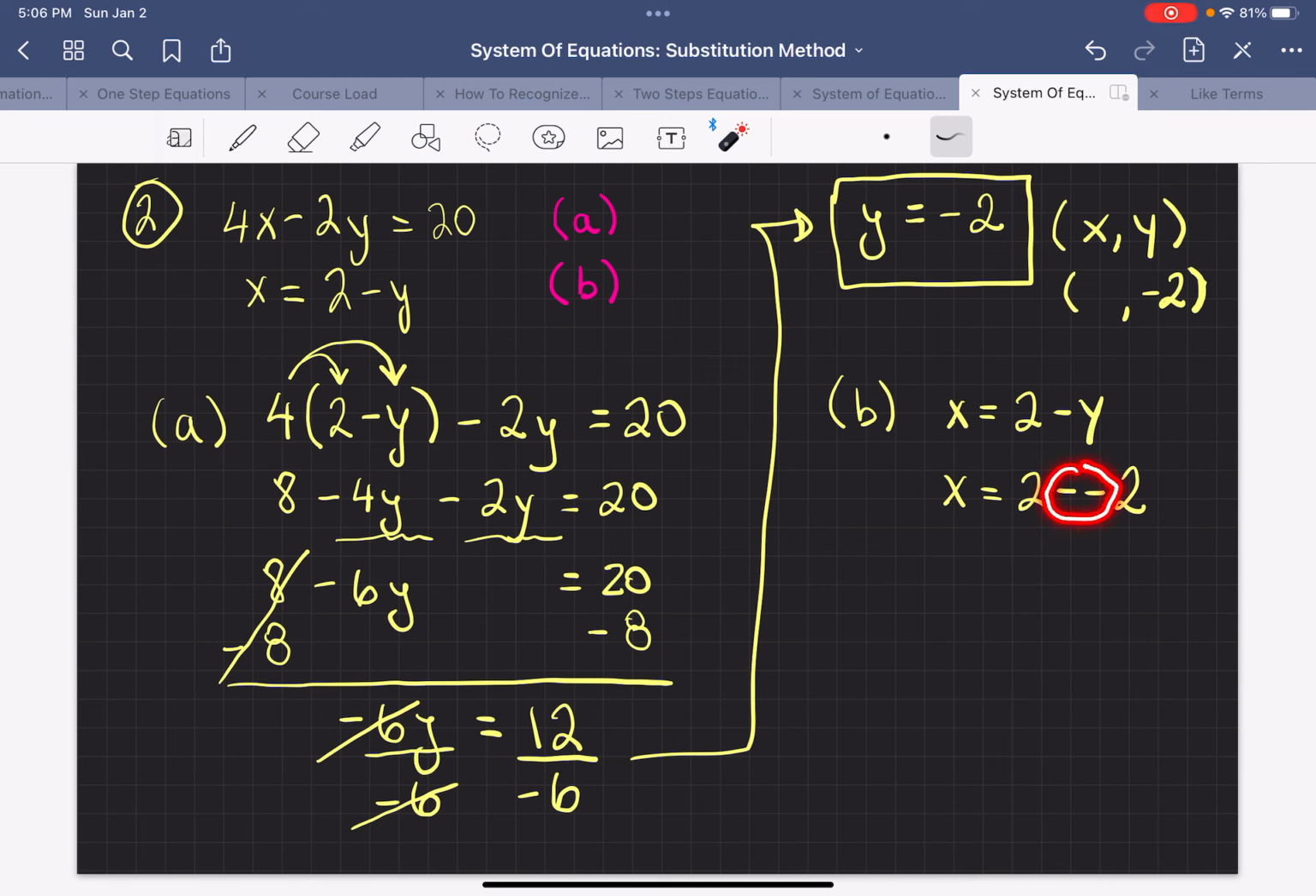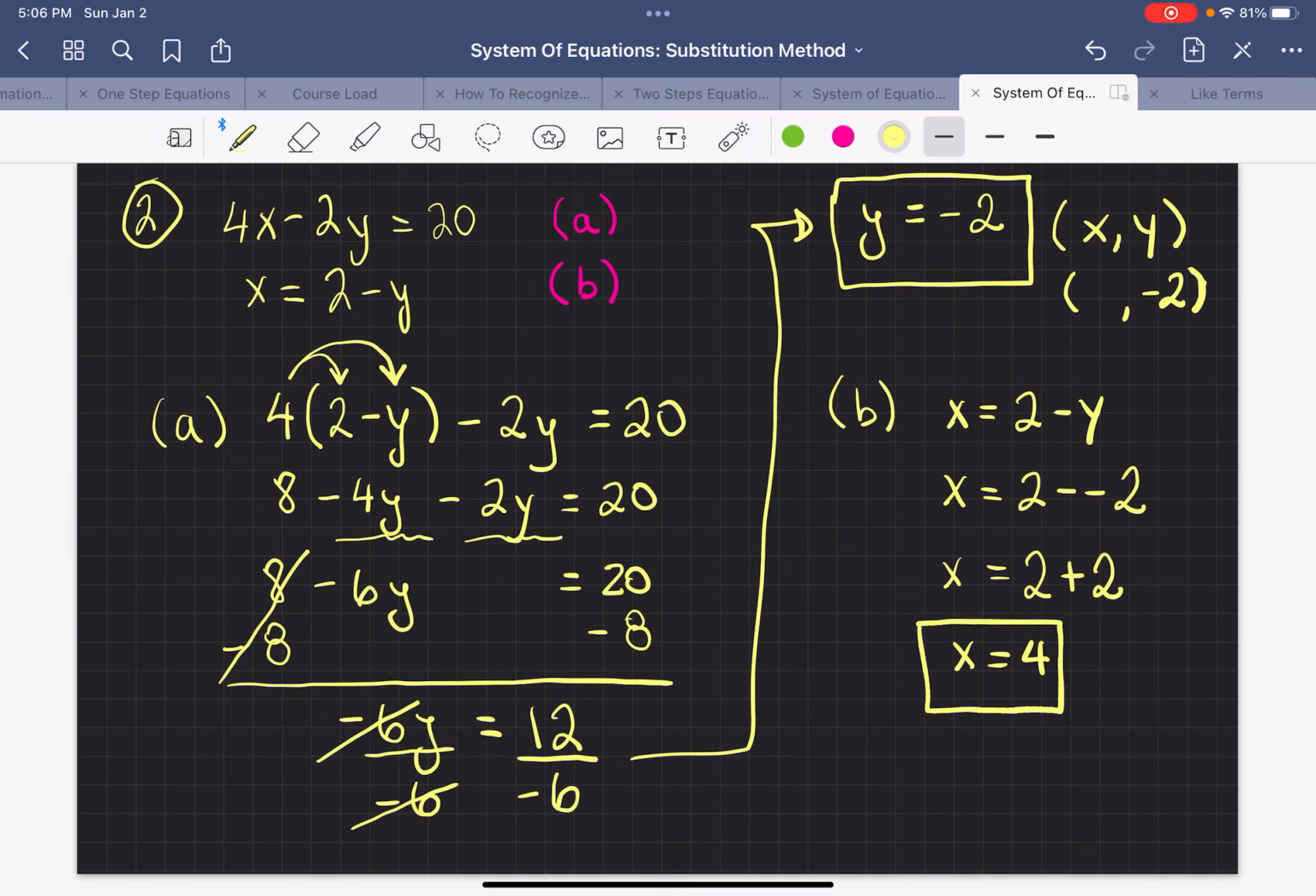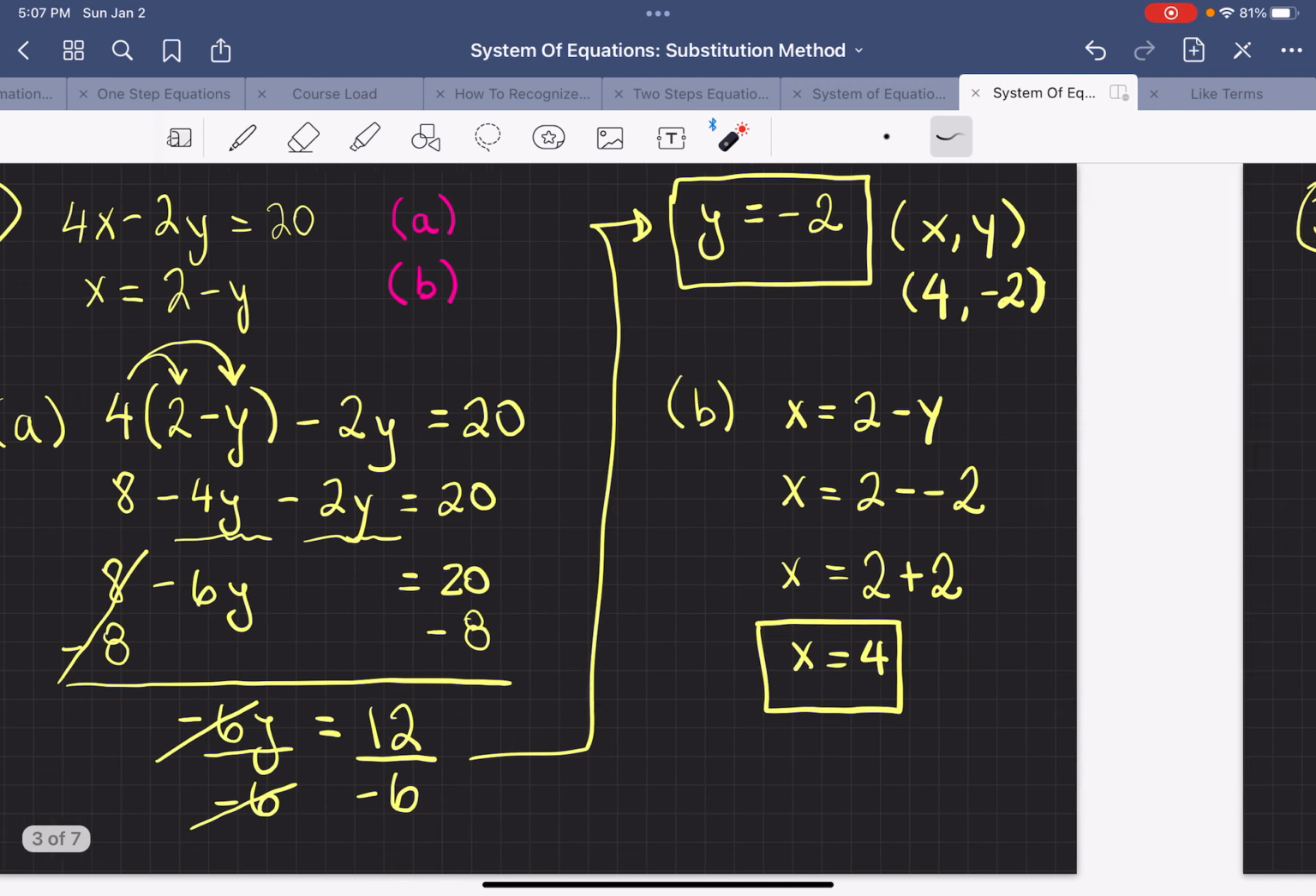Do you remember what happens when you have two negatives in a row? A negative and a negative is a positive. So this will be x is equal to 2 plus 2. And 2 plus 2 is 4. So there's your point. X is equal to 4 and y is equal to negative 2. Okay, let's see the next one, and you're done with that. Let's see the next system of equations.